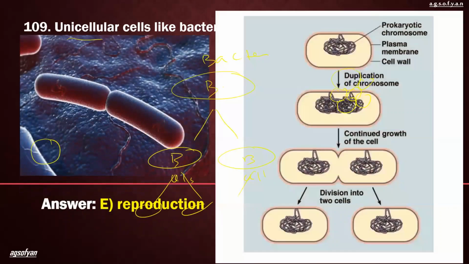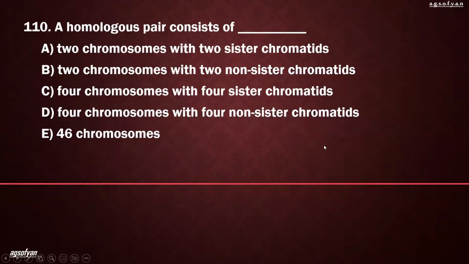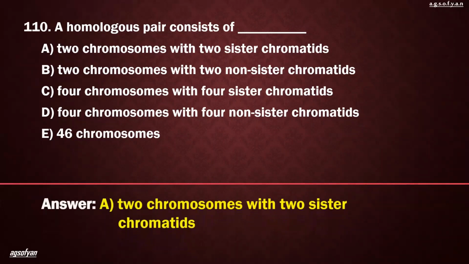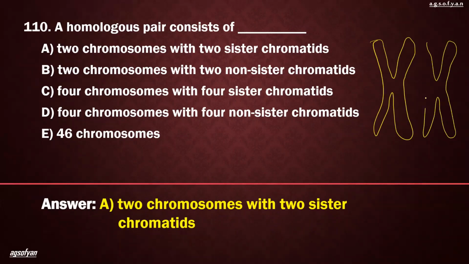Okay, this is just a picture of how they reproduce by dividing one into two, double. A homologous pair consists of 2 chromosomes and 2 sister chromatids each. It's going to look like this. This is one chromosome with two sister chromatids. This is another chromosome with two sister chromatids. These chromosomes are homologs. So two chromosomes with two sister chromatids each. Okay, total four.